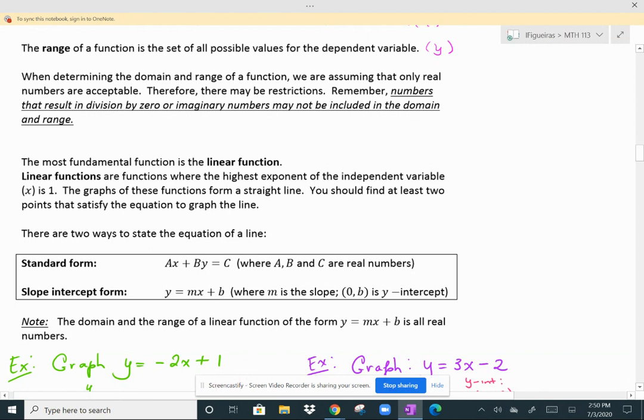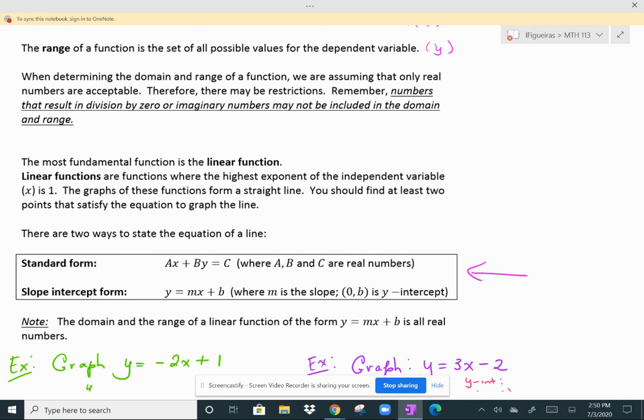So the graph of a linear function is a straight line. And in order to graph a line, you need at least 2 points that satisfy the equation of the line. So there are 2 general ways to state the function of a line. The first way is standard form. This is where your x and your y are on the same side: ax plus by equals c, where a, b, and c are real numbers.